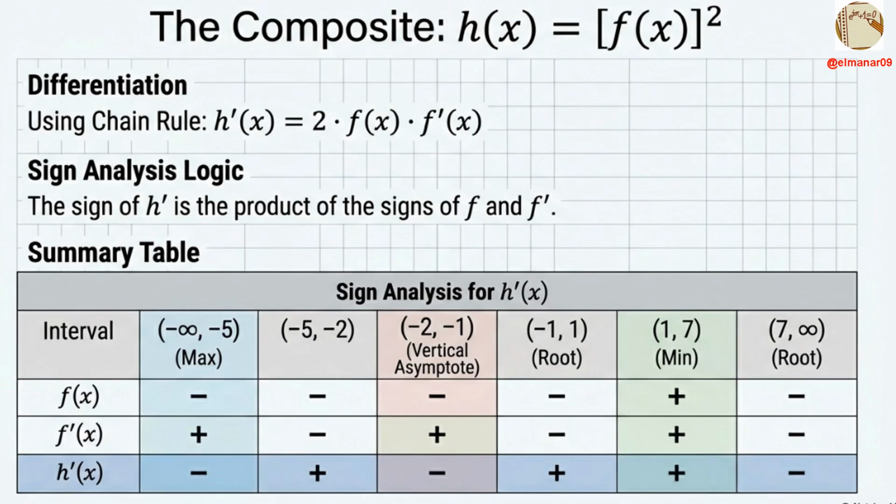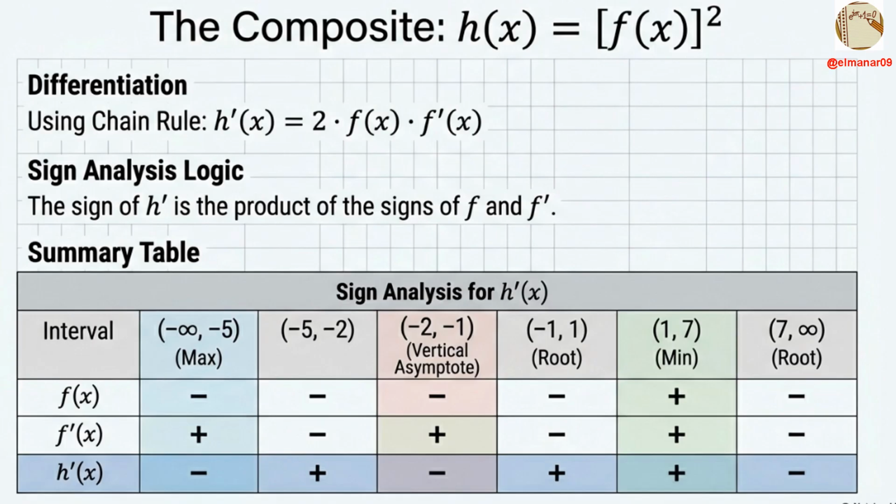Interval negative 5, negative 2. Both f of x and f prime of x are negative. Negative times negative, boom, positive. H prime of x is climbing up. Interval negative 2, negative 1. Look at this red zone. We've got a vertical asymptote happening. F of x is negative, f prime of x is positive, so h prime of x stays negative here. The function is diving down near that asymptote.